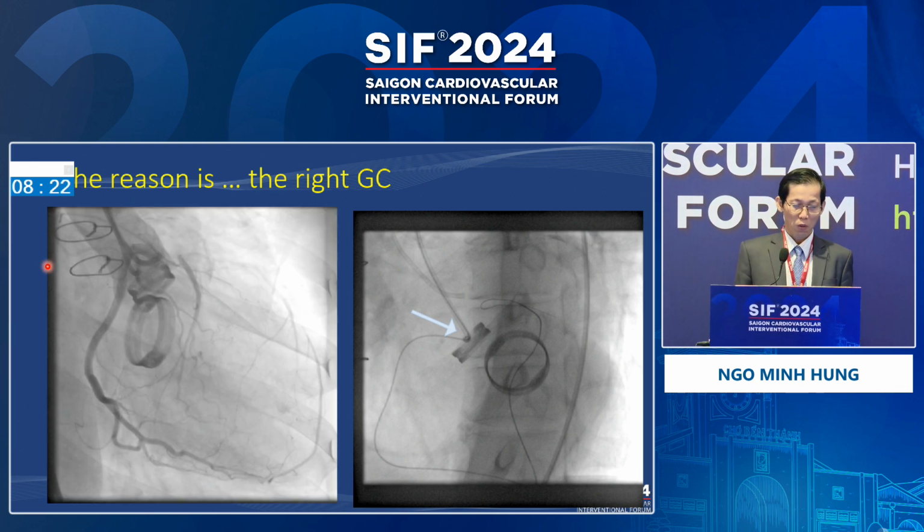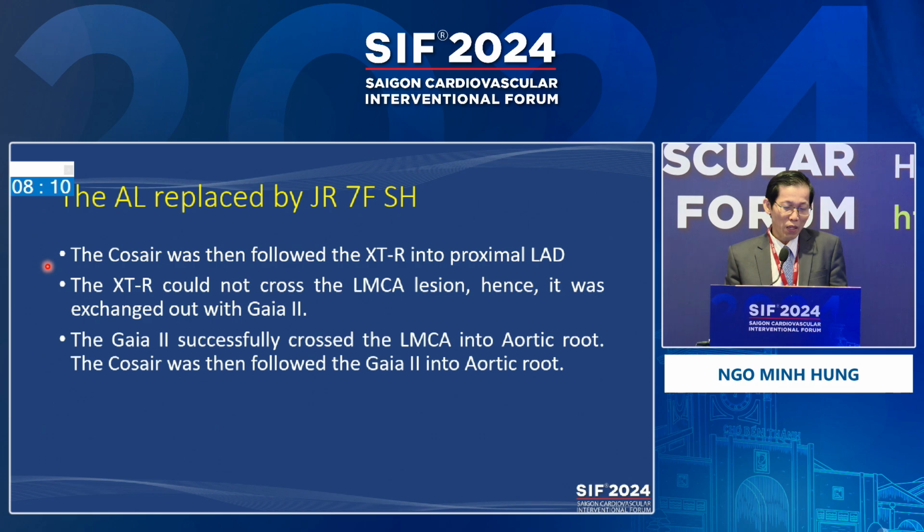Okay, so look again, only the limit 3 flow, RCA, but the guiding had to be replaced. So that's the first issue. Then we have to change to another guiding catheter, the JR guiding catheter, and again I use the XCR in order to serve for the interventional cholesterol to the mid LED.